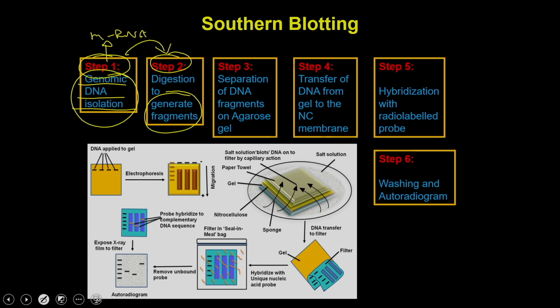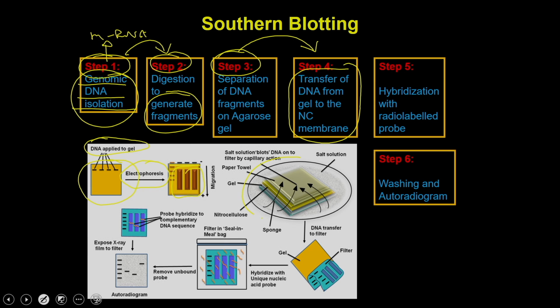Once you have fragmented the genomic DNA, in step 3 you separate the DNA on an agarose gel. You apply the DNA into the different wells and do the electrophoresis, which gives you the pattern of the DNA. You simply use a simple agarose gel. If you remember, in the case of northern blotting, we were using the denaturing agarose gel or the formamide gels. Once you are done with that, in step 4 you transfer the DNA from the gel to the nitrocellulose membrane.